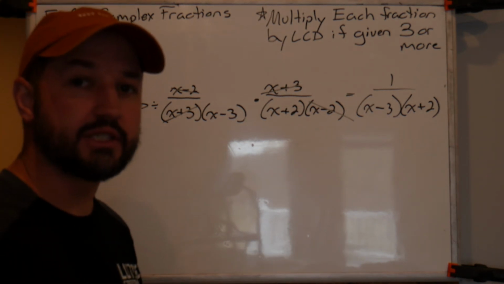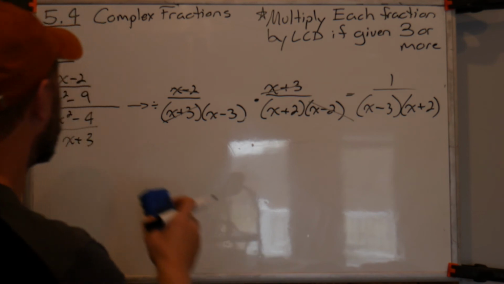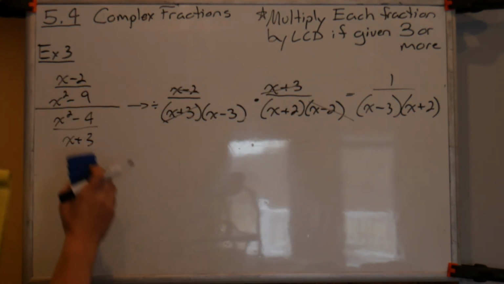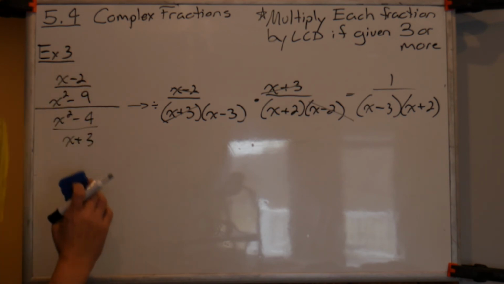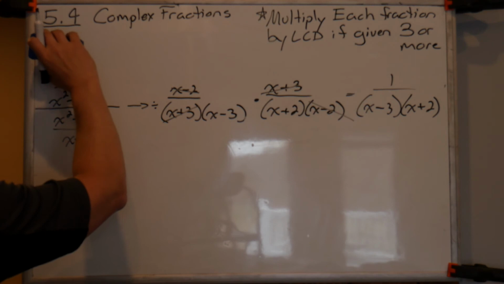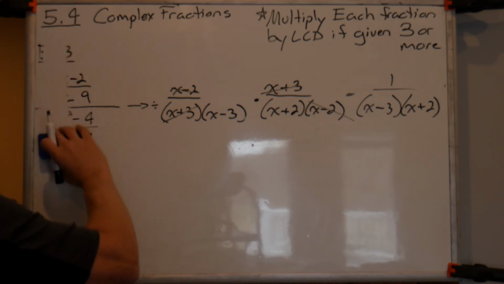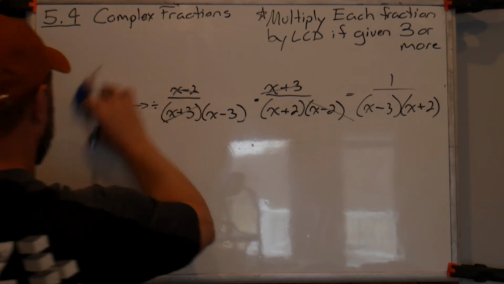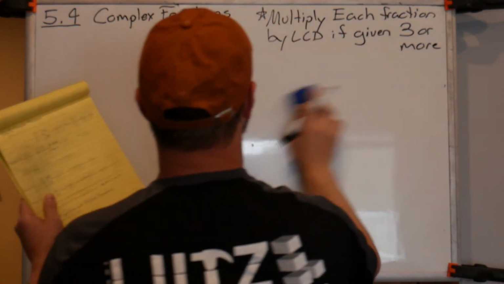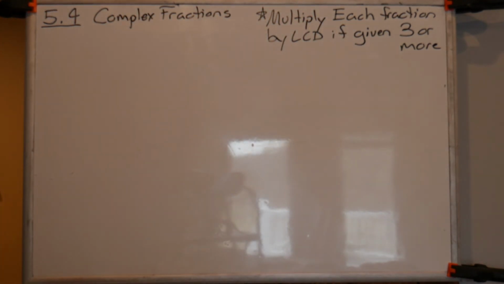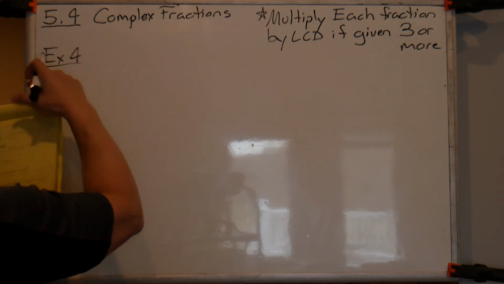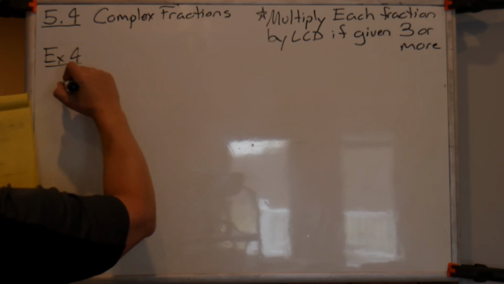That's it. The biggest issue, you got to factor first. Once you've factored, then it's a matter of just whittling things away. Once you factor out, because you need that LCD. Sometimes they give it to you, sometimes you have to factor to find it. So let's go to example 4. I only have 2 more examples in this section to talk about.